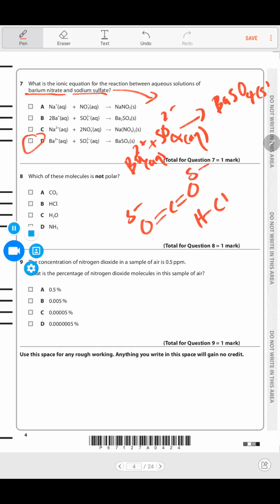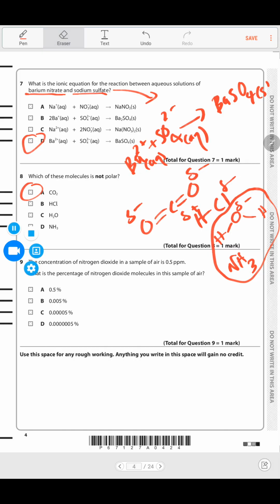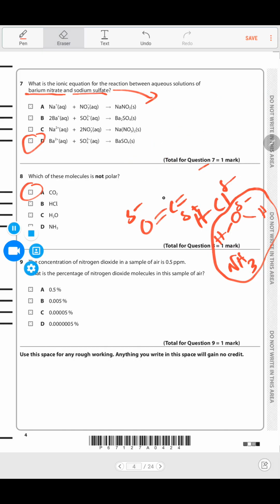HCl is a polar molecule, and water is also a polar molecule, and ammonia is also a polar molecule, because we know ammonia and water molecules make hydrogen bonds, right? So the answer will be A. These are very simple MCQs. You have to practice, and once you practice, you can get the same skill as me.